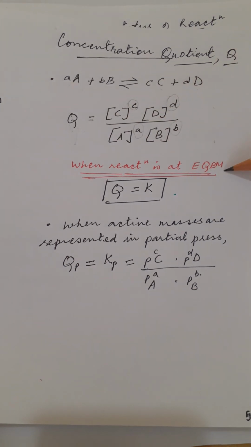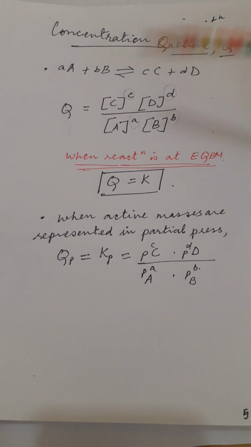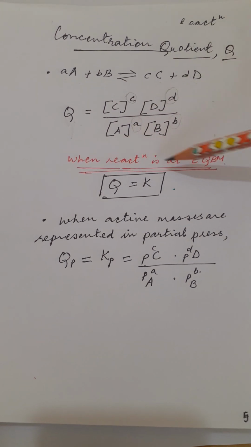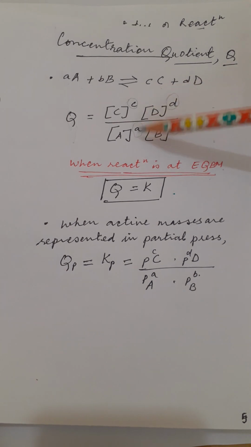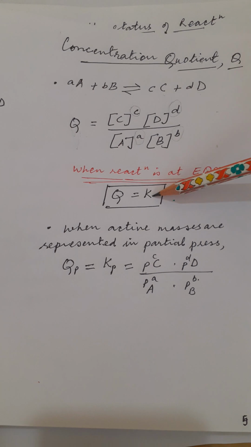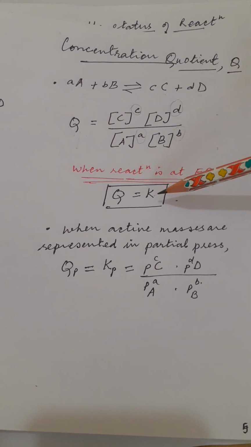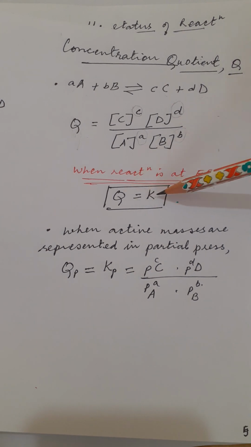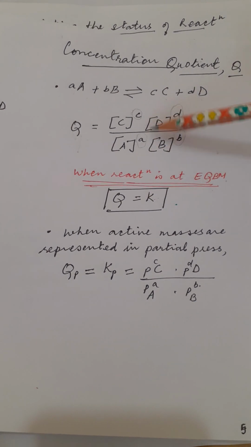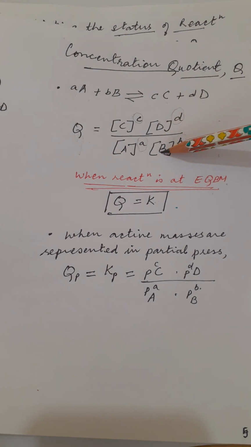And a very important conclusion or a fact that we'll remember here is that when the reaction is at equilibrium, the concentration quotient has a special name, and that name is K, which we just studied. K is the equilibrium constant. So Q and K, they are the same. Quotients of two concentrations, product concentrations divided by reactant concentrations.